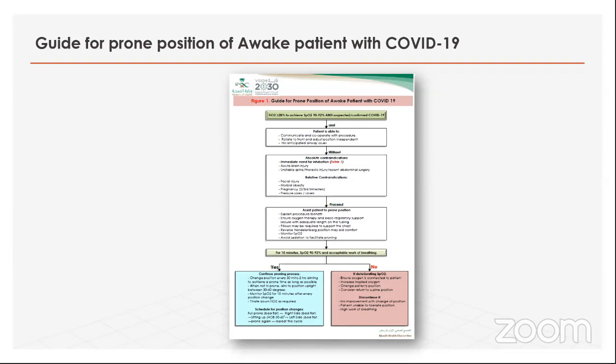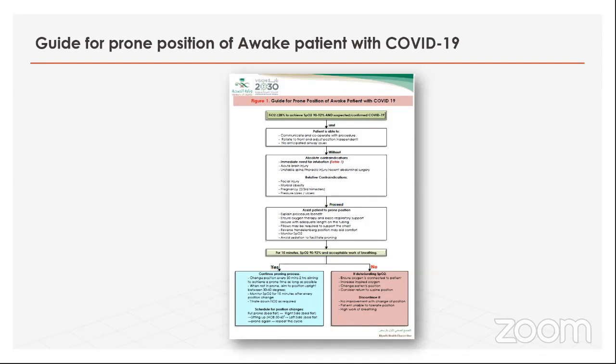We will do this for 15 minutes. We are observing the patient strictly for 15 minutes, and our target is to keep saturation 90 to 92 with acceptable work of breathing. This is for all our scenarios. We have our goal clearly: saturation 90 to 92 with acceptable work of breathing. If we are achieving this, then we will continue.